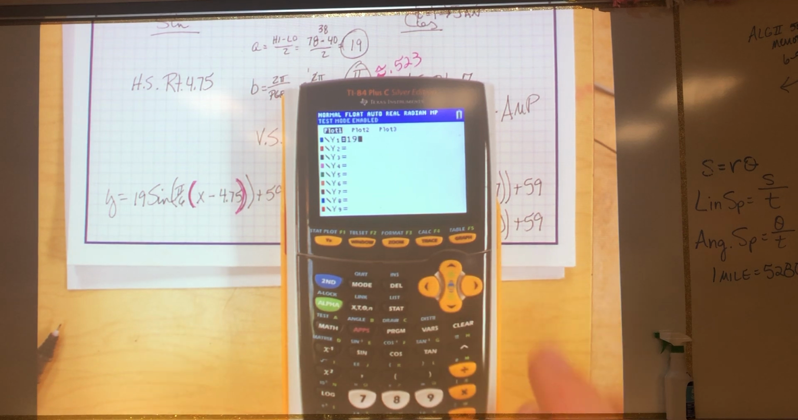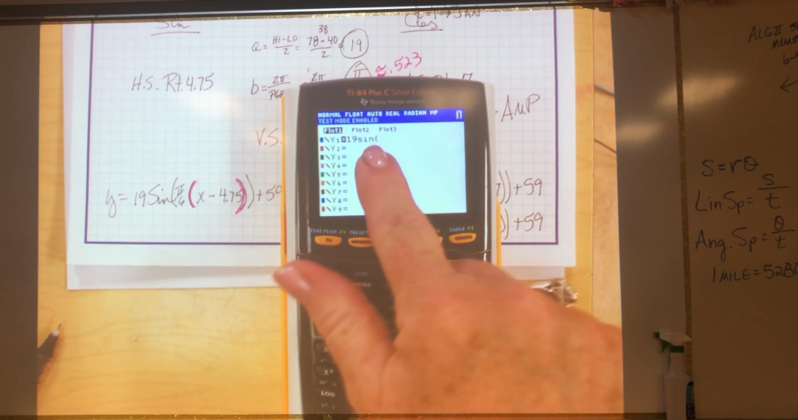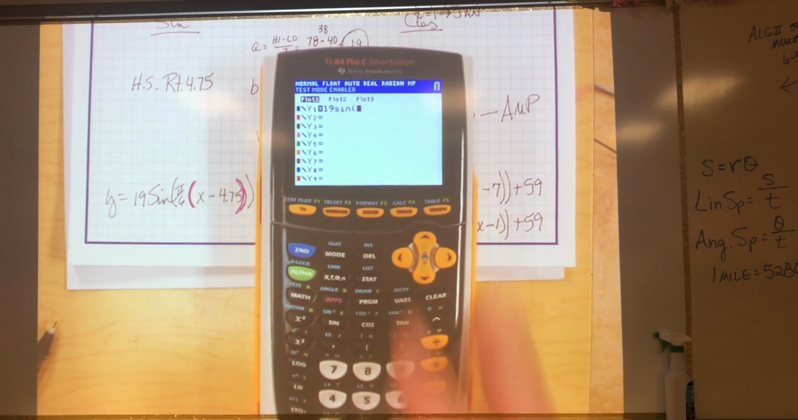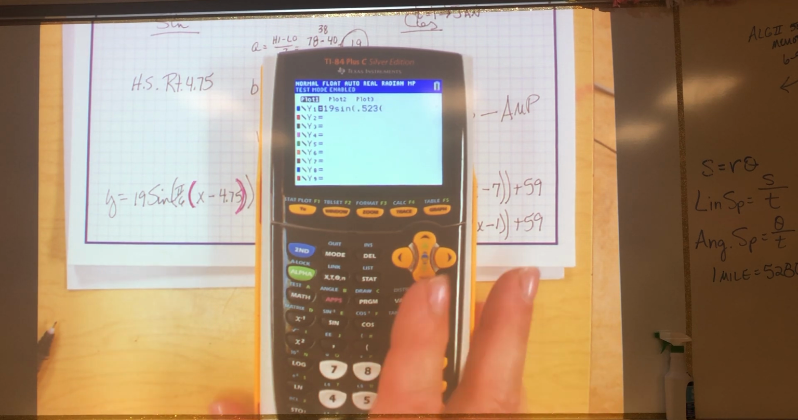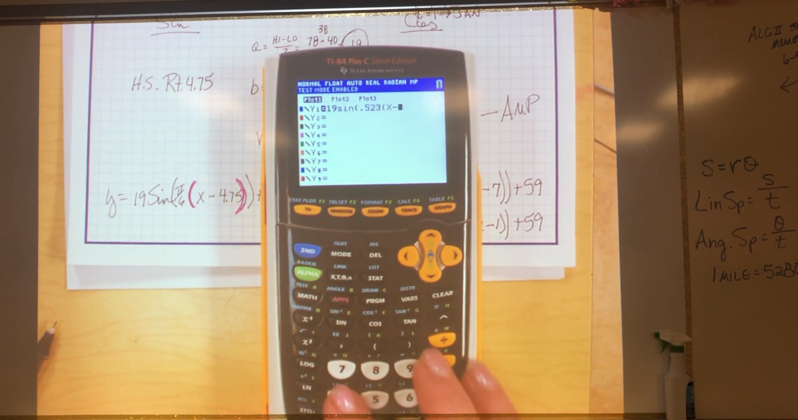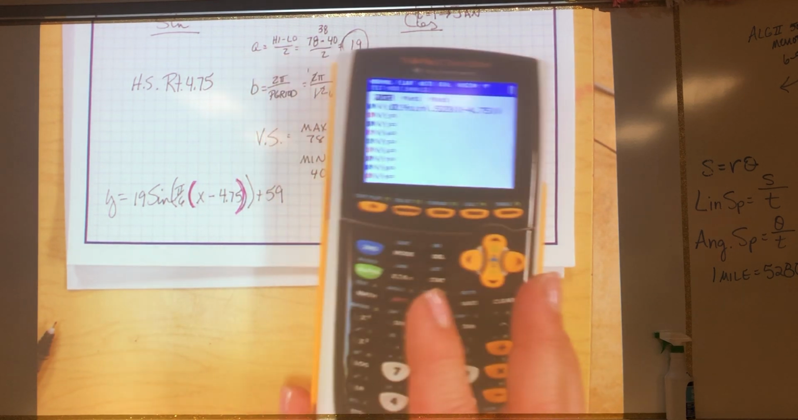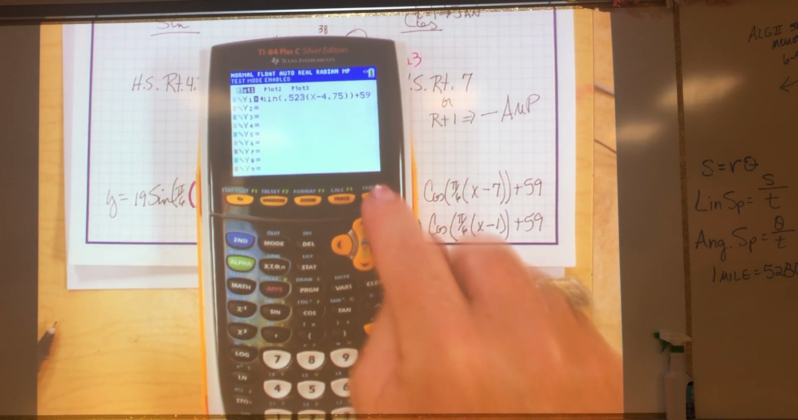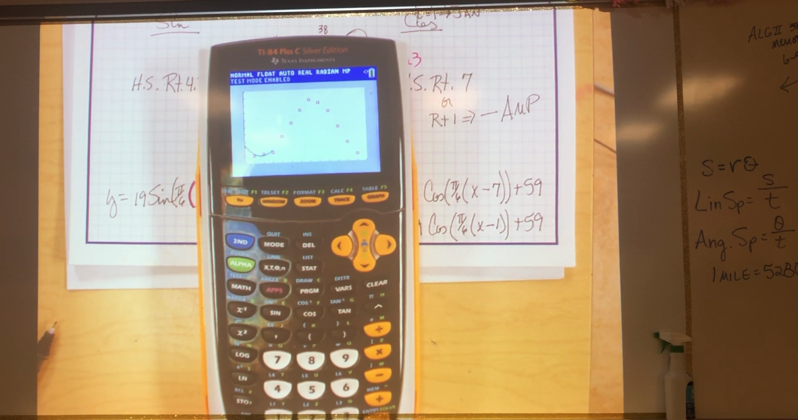All right, 19 times the sine, there's that one parenthesis, okay? And then instead of pi over 6, we're using 0.523. Open the parentheses, x minus 4.75. Close your parentheses twice, okay? And then plus 59. Graph. All right, so not too bad, all right?